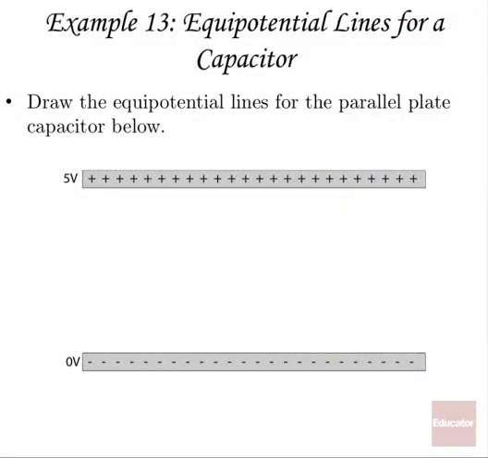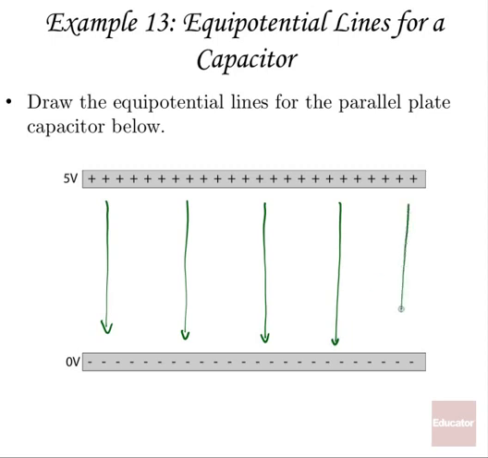Equipotential lines for a capacitor. Draw the equipotential lines for the parallel plate capacitor below. Well, the first thing I'm going to do is it's probably easier to draw the electric field first, going from positive to negative. So I'll put in some electric field lines first, in green here. Electric field is constant between those. And then we know that equipotentials are always crossing electric field lines perpendicularly at right angles. So I could draw my equipotentials that way.